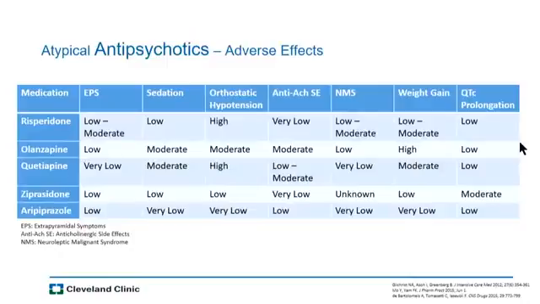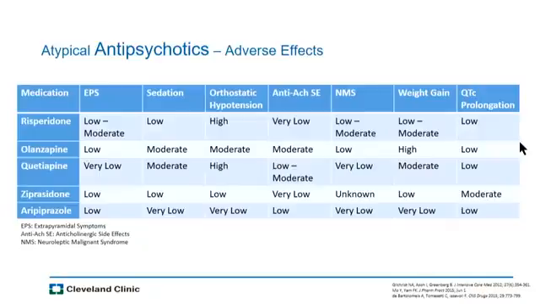I think one of the things that makes us nervous about using atypical antipsychotics are the adverse effects. And again, as I mentioned, their receptor affinity is going to lead to the amount and type of adverse effects that they are going to have. So for example, olanzapine and quetiapine have more activity on histamine receptors. Therefore, they're going to be more sedating than some of our other atypical antipsychotics.